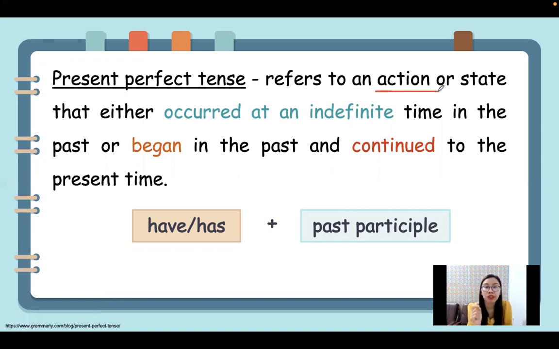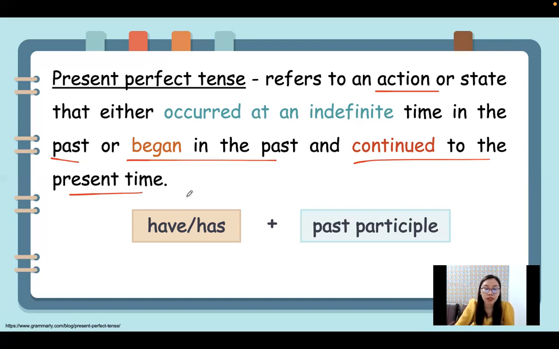So we will focus on the verb. Action that happened at an indefinite time, not a specific time in the past, or began in the past and then continued to the present time. Okay, so how do we make a present perfect tense?